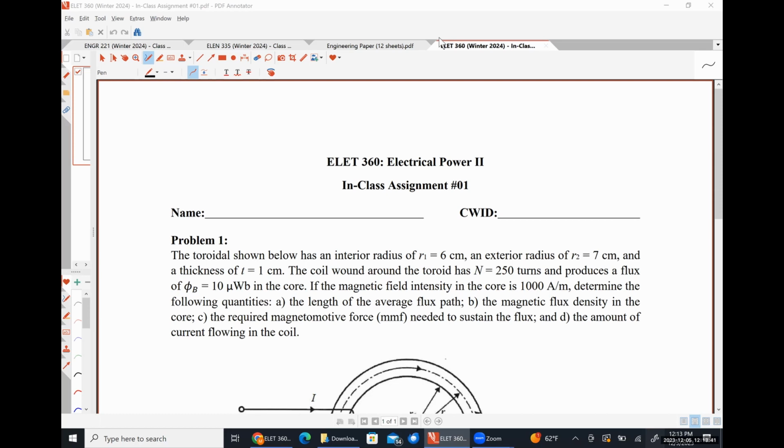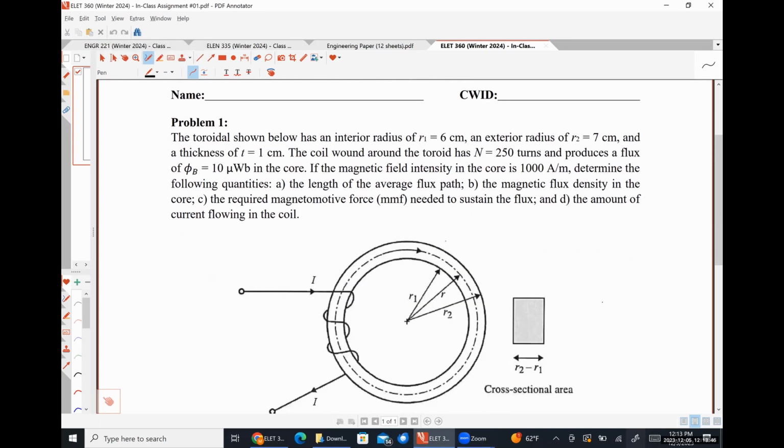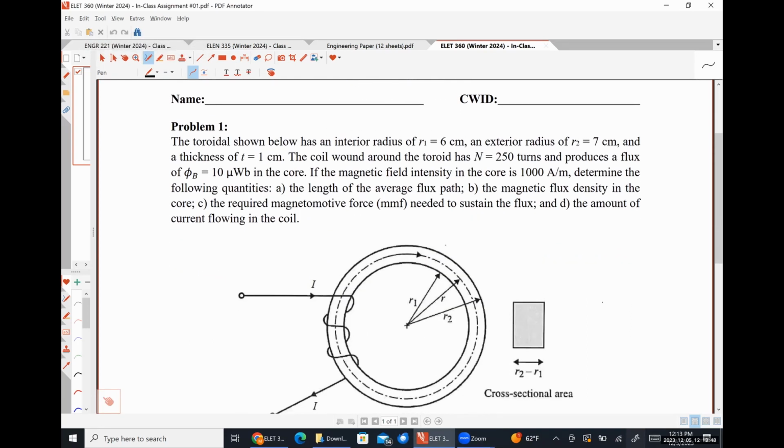So let's first talk about how we are going to determine the length of our average flux path. The average flux path for this particular geometry, and really any geometry that we're going to deal with, is, as the name implies, the average distance that our magnetic flux travels around our magnetic circuit. So it's not going to be the length of the interior radius, nor is it going to be the length of the exterior radius. It's going to be the average value.